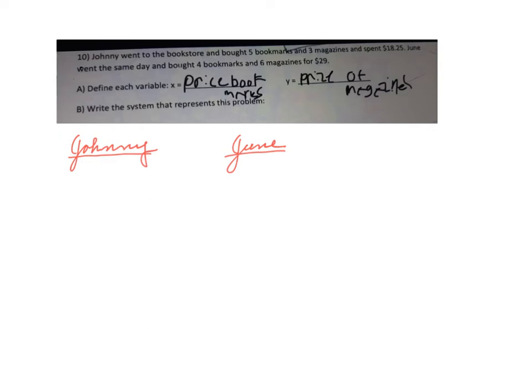Okay, so in this problem, they give you some information about Johnny and June. They both go to a bookstore and they buy bookmarks and magazines. And so let's just start with what we know about Johnny. So Johnny went and he bought 5 bookmarks. So I'm just going to mark that down, 5 bookmarks. And he bought 3 magazines.